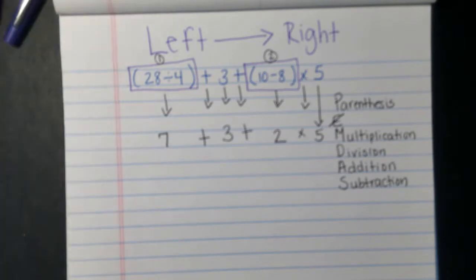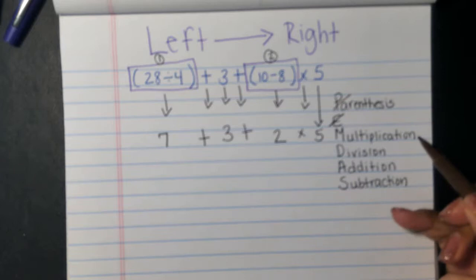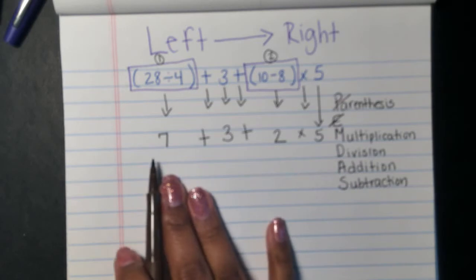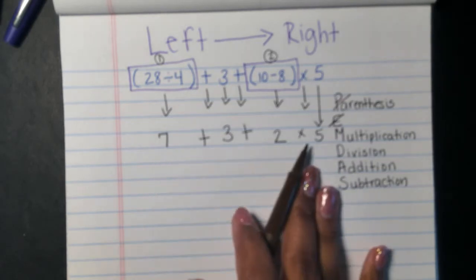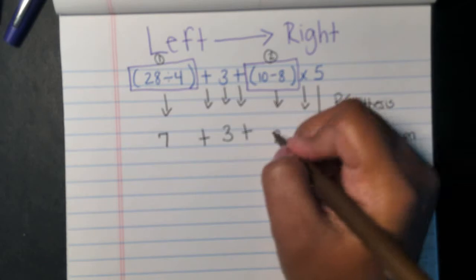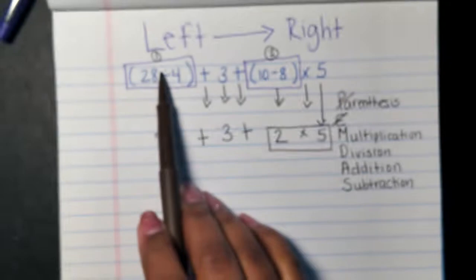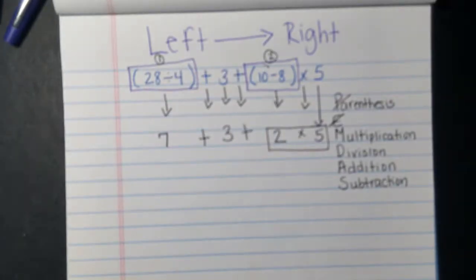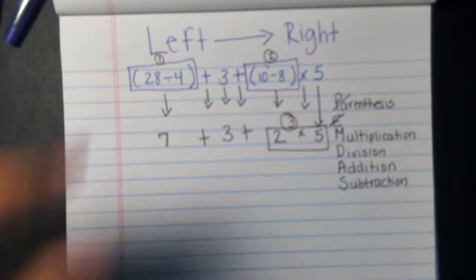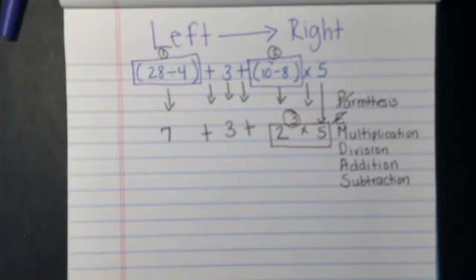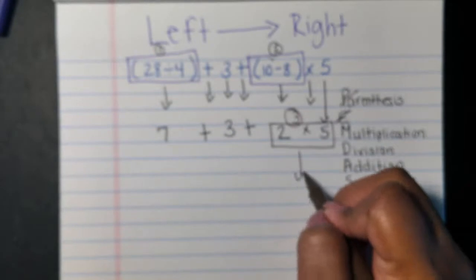Okay, so we are done with our parentheses. I'm marking that out. Next step is multiplication. Are there any multiplication sentences here? So my new expression is 7 plus 3 plus 2 times 5. That is multiplication, so I'm going to put a box around it. I've already done 2 steps, so this is step number 3. 2 times 5 equals 10.